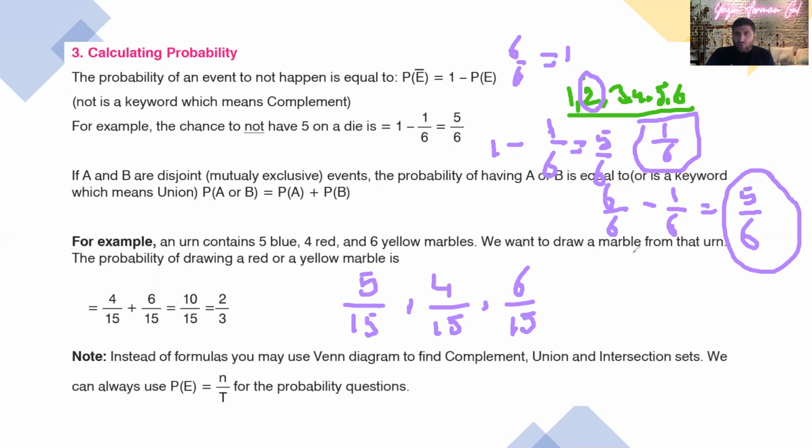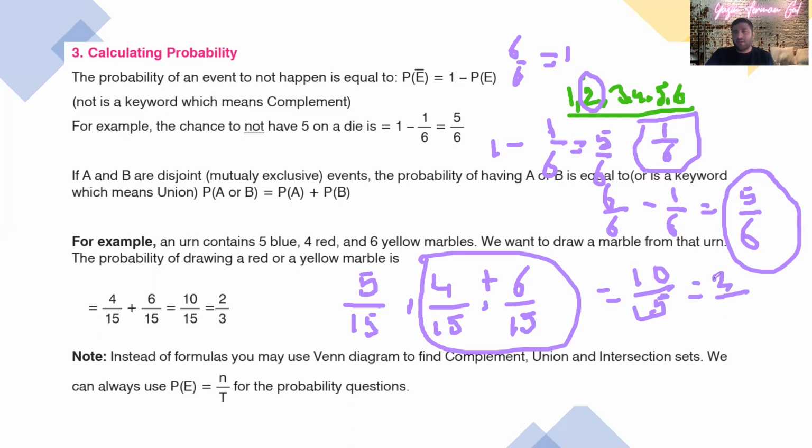The question says we want to draw a marble from that urn. The probability of drawing a red or a yellow marble is what? Red or yellow. Add them together. Red is 4 over 15. Yellow is 6 over 15. Add these two together, it's going to be 10 over 15. Simplify that. Divide both by 5. 10 divided by 5 will be 2, and 15 divided by 5 is going to be 3. So that will be 2 over 3.